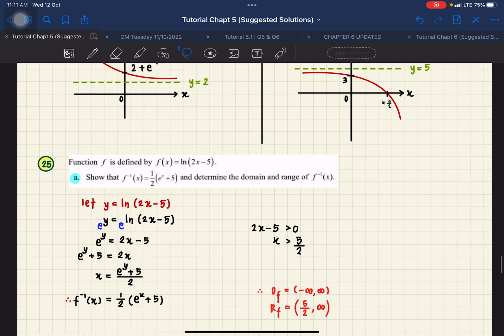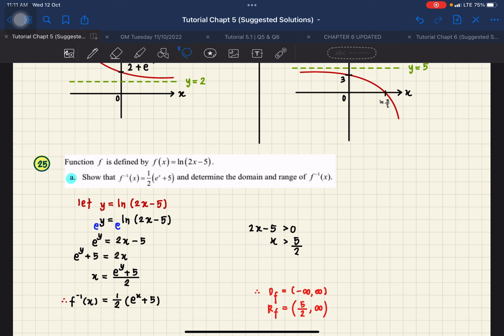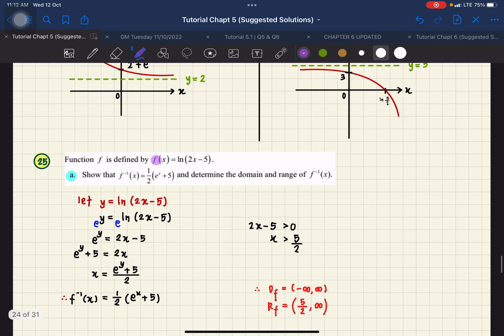Okay, so number 25, dia bagi kita a function and a log function. So kita ada f(x) equals to ln(2x minus 5). So this is your function. Okay, and then dia ada dua part. Part A, dia minta show that f inverse is equals to blah blah blah. So awak kena show, this is the first part. And second one, you need to determine the domain and range of f inverse.